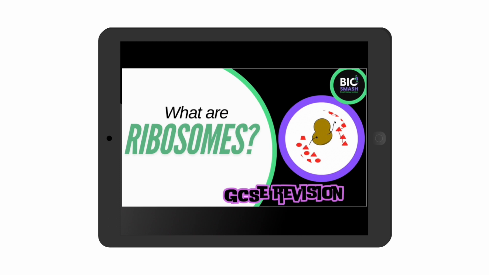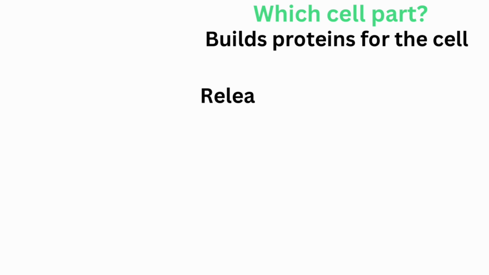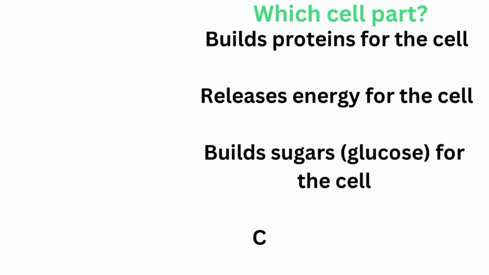So we've reached that point in the video where it's time for you to have another check-in to see how much you can remember. Now on this page, you will see a description of various cell parts. So the first cell part's job is to build proteins for the cell. The second part is to release energy for the cell. The third cell part's job is to build sugars or glucose for the cell. And the fourth description of a cell part is that this cell part contains a cell sap.